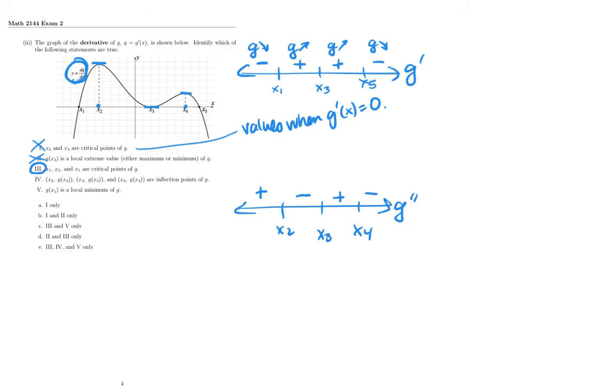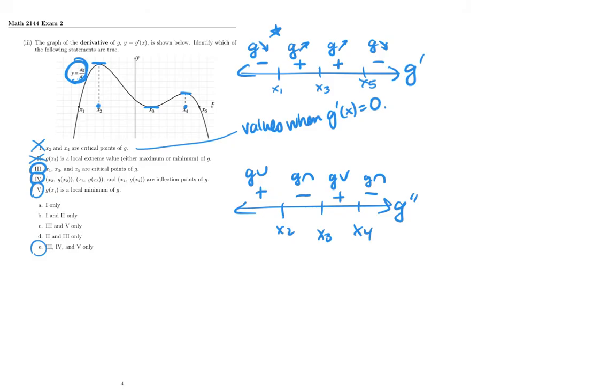Okay, so what does that mean? That means that if G double prime is positive, G is concave up. This means G is concave down, G is concave up, G is concave down. Okay, so I'm wondering if they're inflection points. At x2, x3, and x4, we see a change in concavity at each of those points. So 4 is correct. Next one, G of x1 is a local minimum of G. If I go back up here, I can see that at x1, G goes from decreasing to increasing, so that is a local minimum. So 3, 4, and 5 are all true. The correct answer is E.